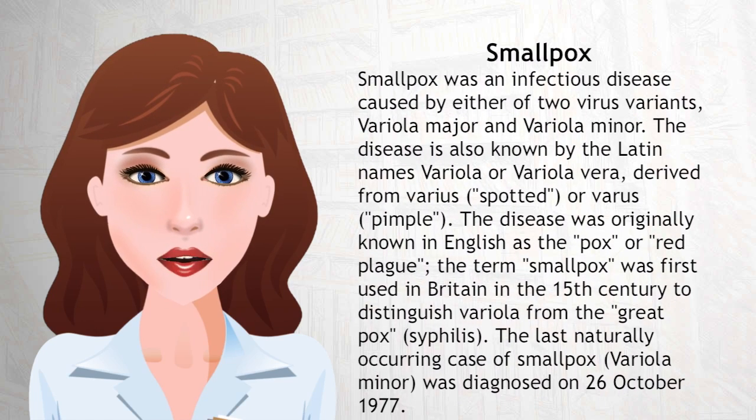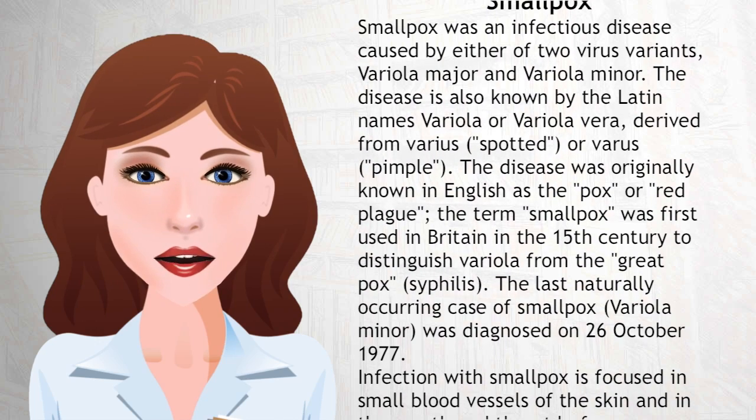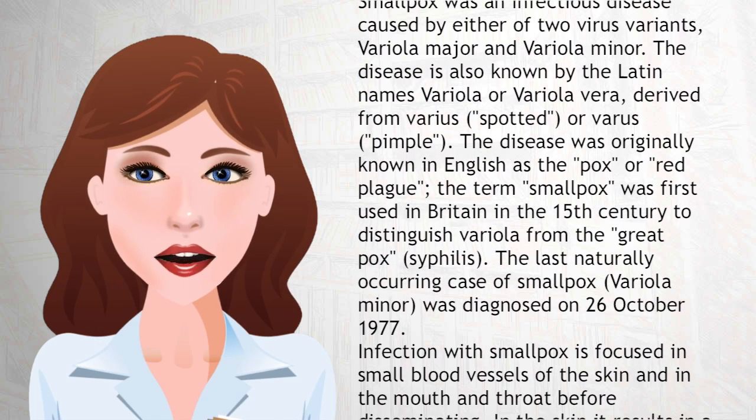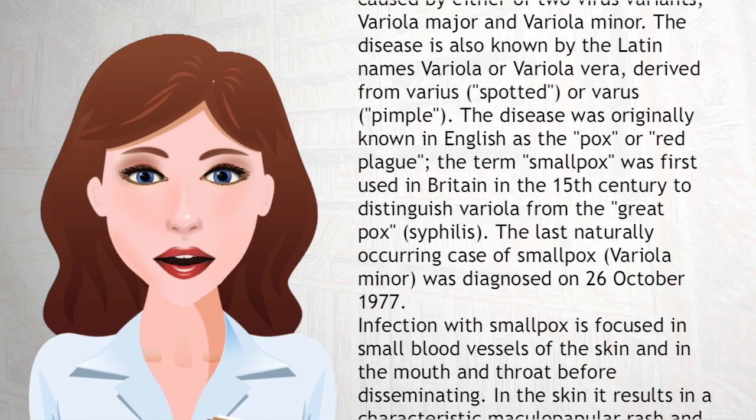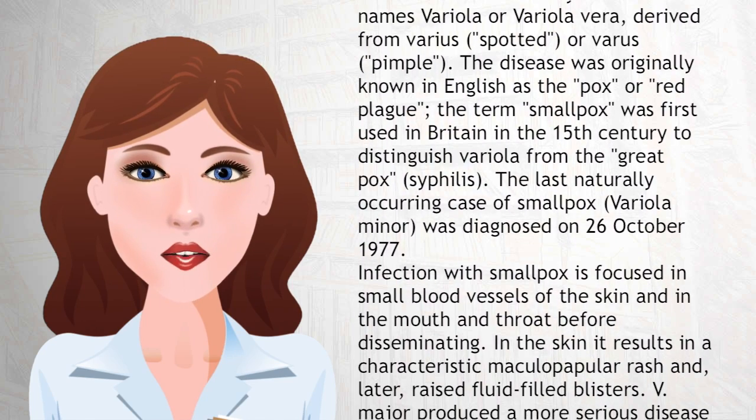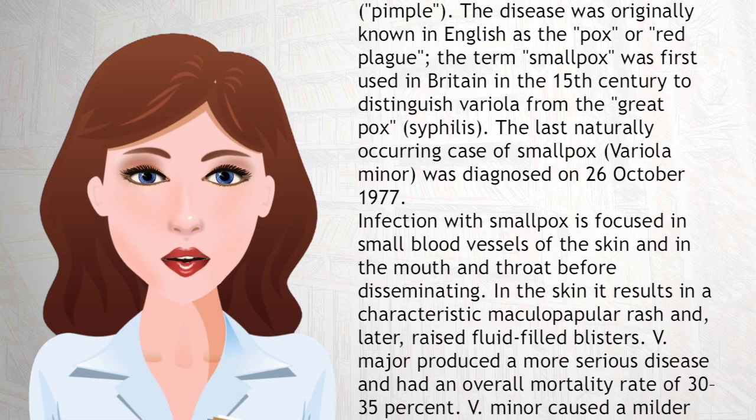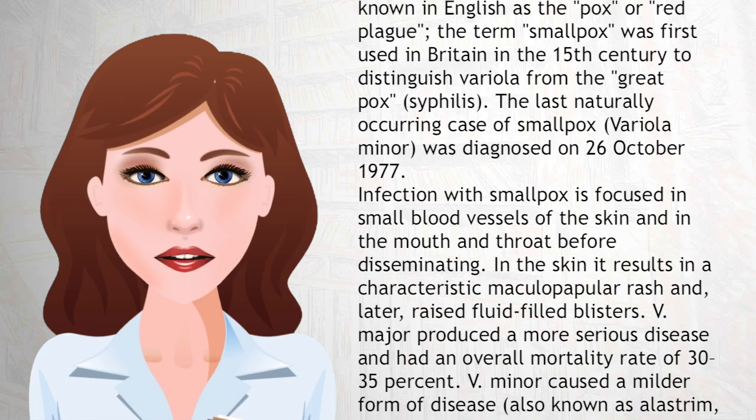The last naturally occurring case of smallpox, Variola minor, was diagnosed on October 26, 1977. Infection with smallpox is focused in small blood vessels of the skin and in the mouth and throat before disseminating. In the skin it results in a characteristic maculopapular rash and, later, raised fluid-filled blisters.